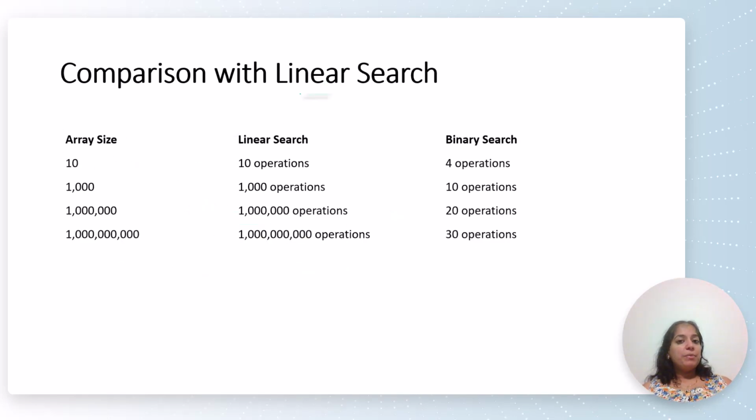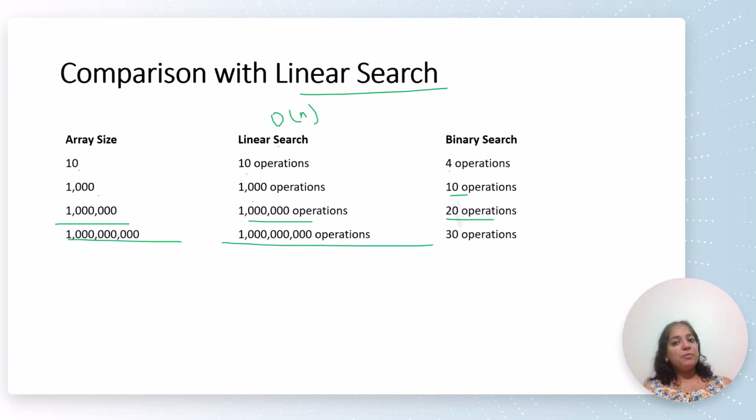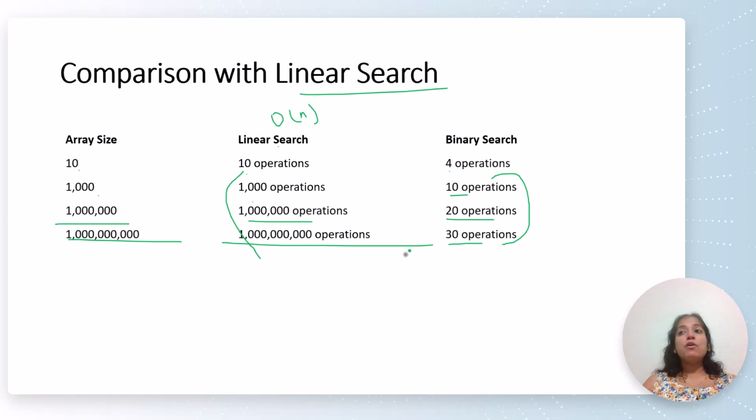Look, if we compare, if the array size is 10, linear search will require 10 comparisons, binary search will require 4 comparisons. With 1000 elements, linear search will require the same number of operations as elements because the complexity is big O of n, while binary search will require 10 operations. For 1 million, linear search will require the same number of operations, but binary search will require 20. For a billion elements, binary search will require just 30 operations. So you can see how drastically the performance improves in the case of binary search for large data sets.